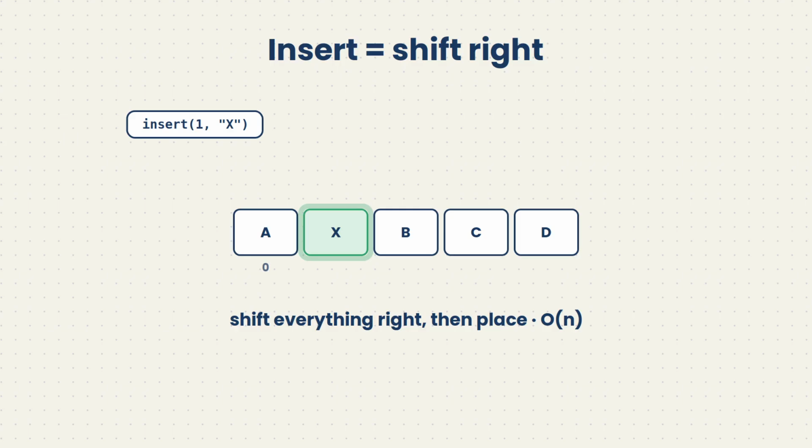To insert at the beginning or the middle, every element from that position onward must shift one step to the right to open a gap. In the worst case, inserting at the front, almost the entire array moves. So inserting anywhere except the end takes linear time, O of n.